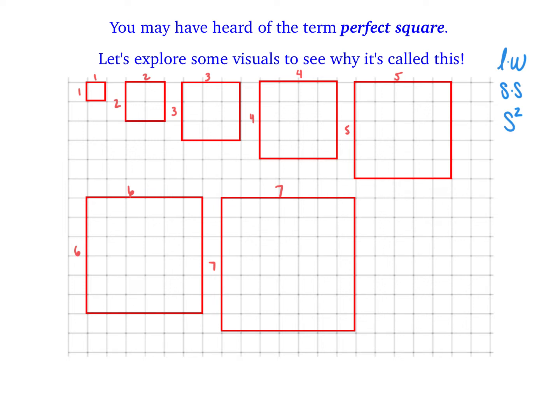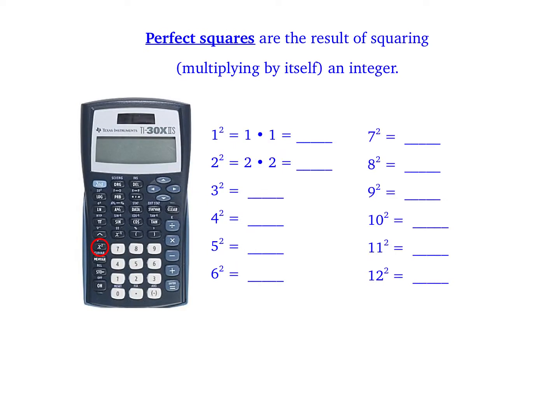So 1 times 1 gives us an area of 1, 2 by 2 would give us 4, 3 by 3 would be 9, 16, 25, 36, and 49. So those numbers, 1, 4, 9, 16, 25, 36, and 49 are perfect square numbers. Now we could keep going. I'm out of room, so we'll move away from squares and focus more on what these perfect square numbers are.